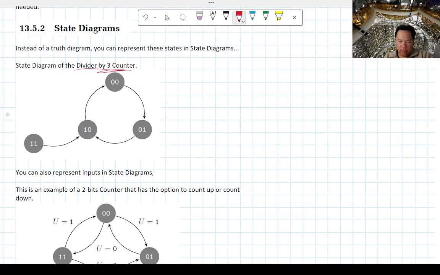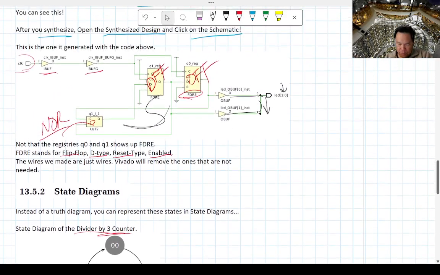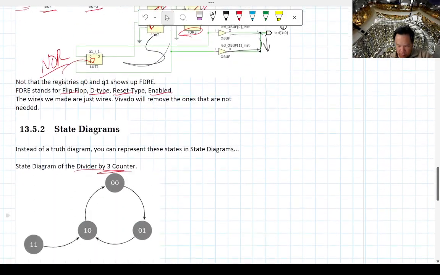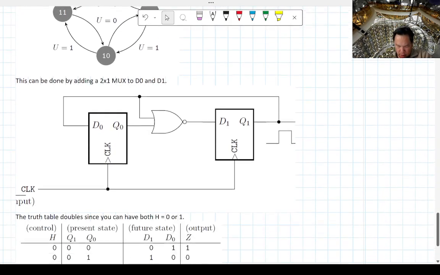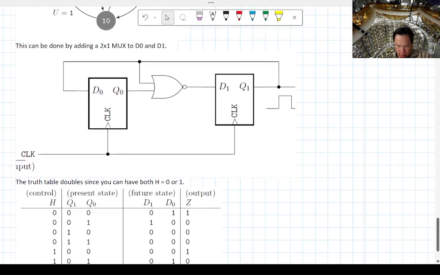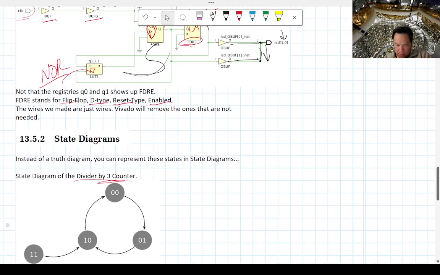So in this divide by 3 counter, whatever the inputs are, these are the inputs. If you start off at 0, 0, what happens is that the next clock cycle, it'll go to 0, 1. And then the next clock cycle, it'll go to 1, 0, it does a little flip-flop thing. But then the next cycle, it goes back to 0, 0.